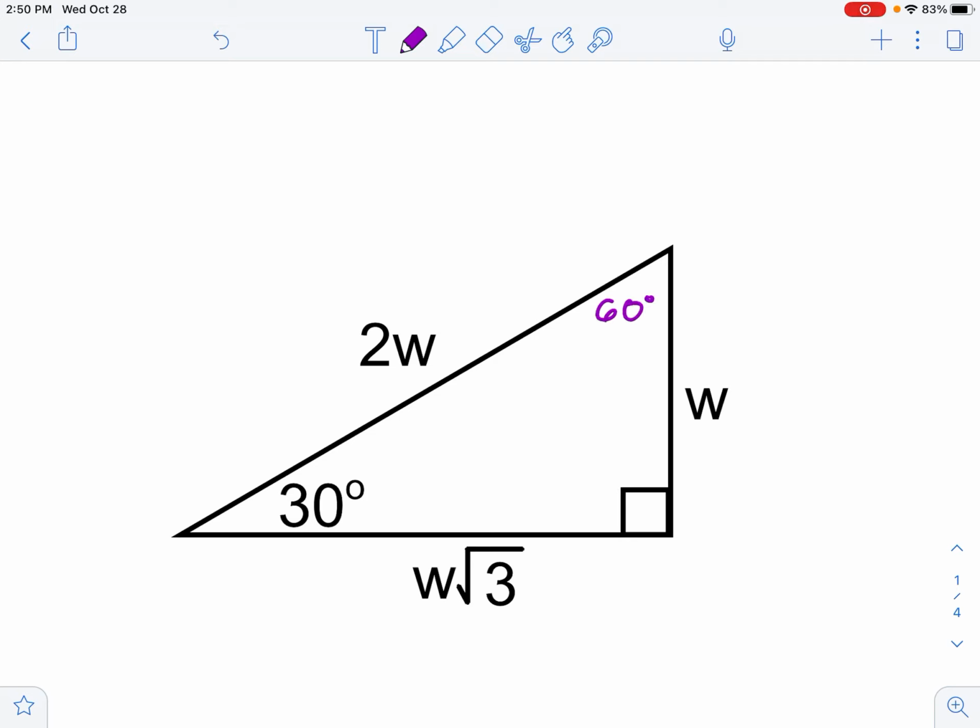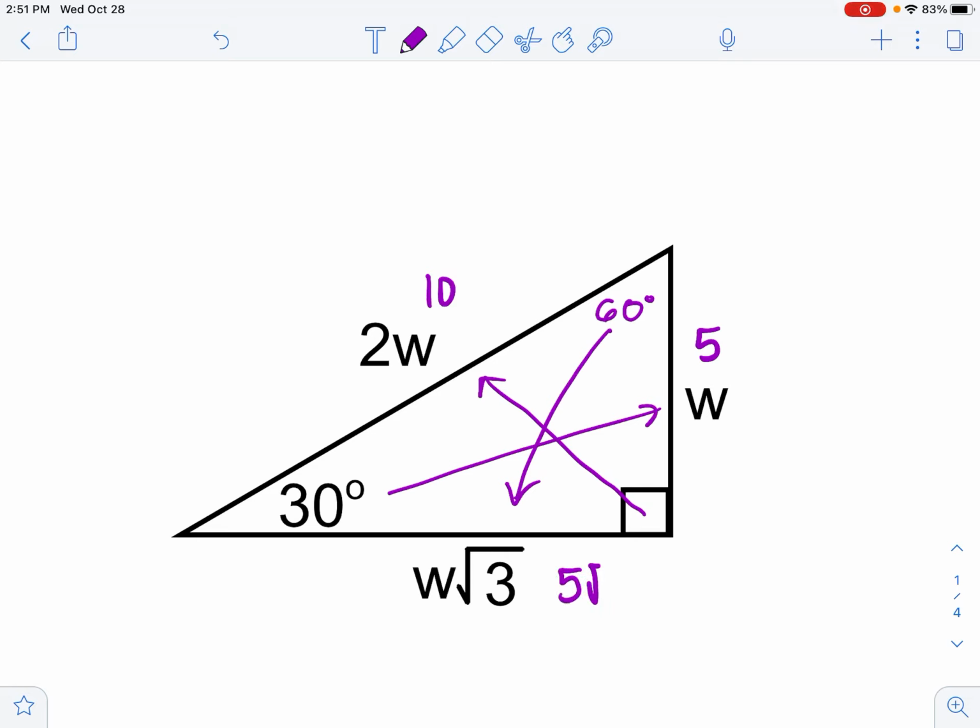Now, with that, we know a few things. We know that if I had a side that I'm going to call W that's opposite of the 30-degree angle, I know that opposite of the right angle, the hypotenuse, is double that. And then I also know that whatever is opposite of the 60-degree angle is root 3 times that. So for example, if this side across from 30 was 5, then the hypotenuse would be double that, which is 10. And the side across from the 60-degree angle would be root 3 times that amount, or 5 root 3.